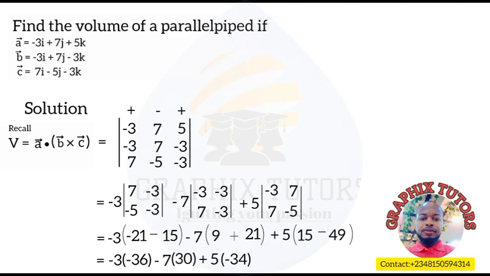Now when you multiply negative 3 times negative 36, we have 108. And when you multiply negative 7 times 30, you have negative 210. And when you multiply 5 times negative 34, you have negative 170. And when you add these up, you'll have minus 272. Now, since it is a volume, we don't need the negative. Volume is a scalar quantity, right? And scalar quantities don't have direction, they only have magnitude. So the volume will be 272 cubic units. So that is my answer there.